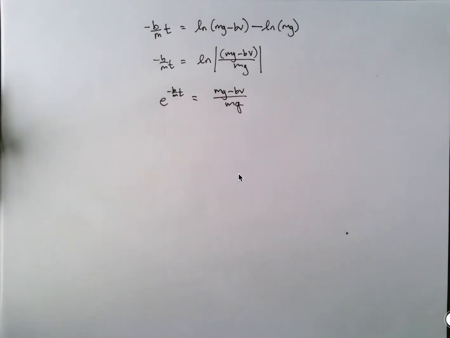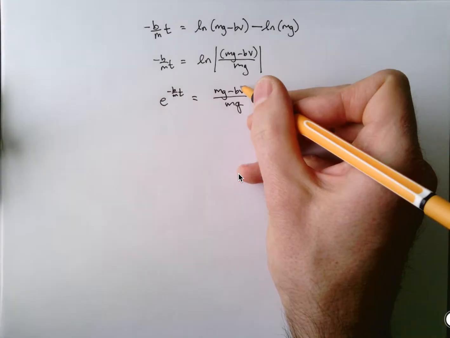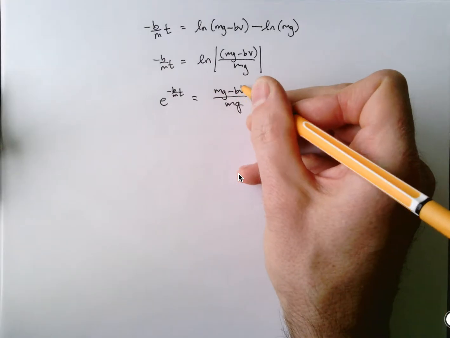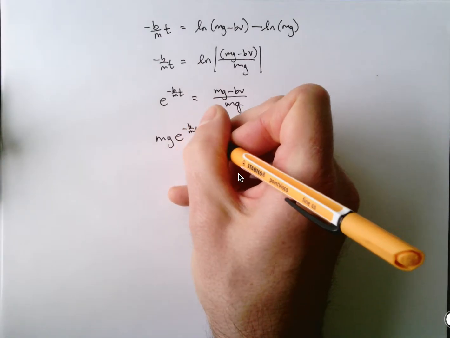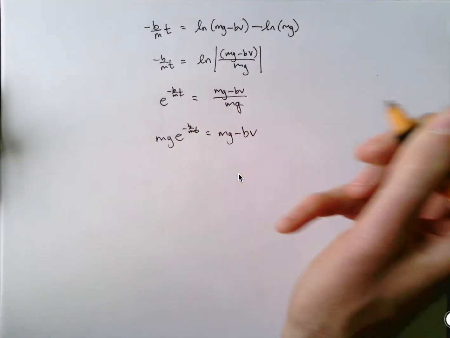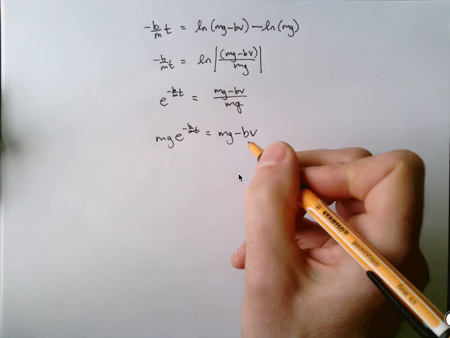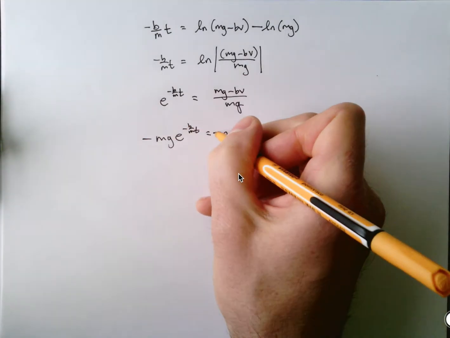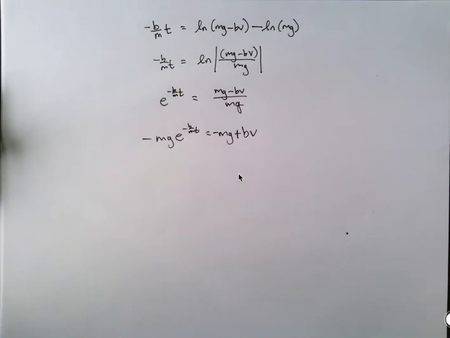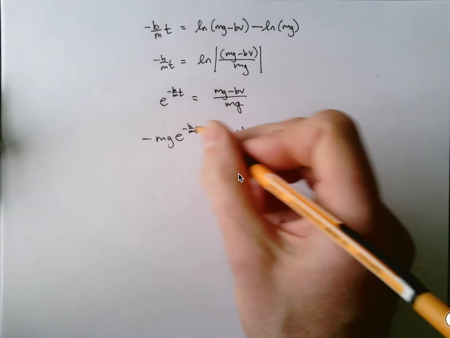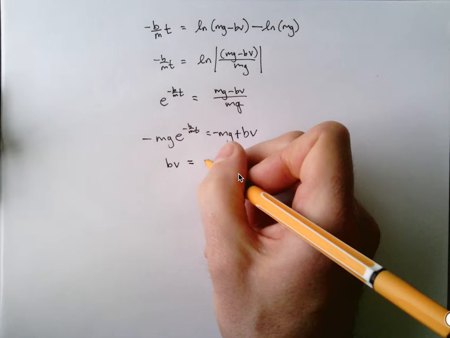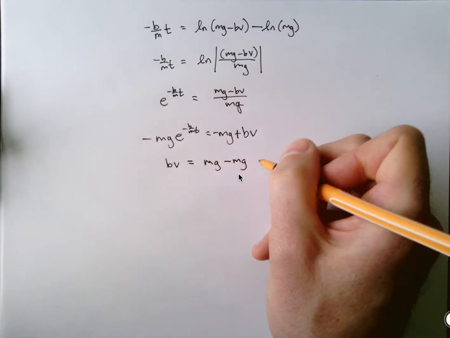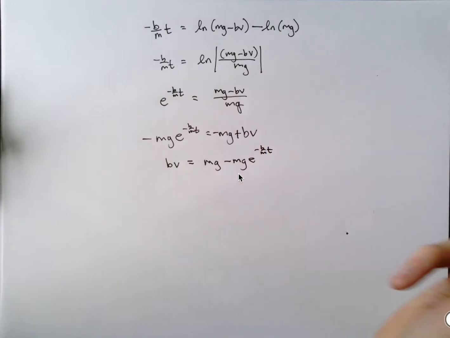And so let's remember what our goal is. Our goal is to write a formula for velocity. So at this point, I want to get v by itself. It's just algebra now. So multiply both sides by mg. So maybe I'll multiply everything by -1. And I always like to work with my variable on the left-hand side, so let me switch sides here. So bv would be equal to mg minus mg e to the negative b over m t.